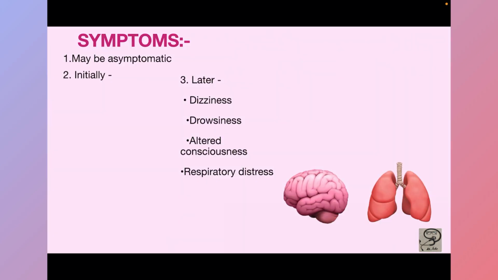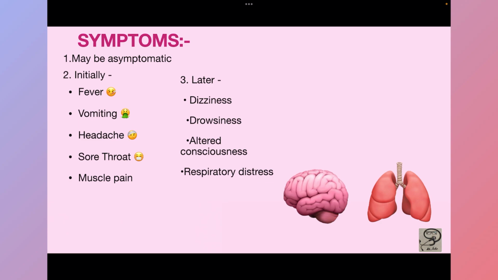Now, symptoms. The patient can be asymptomatic, or initially they can have flu-like symptoms like fever, vomiting, headache, sore throat, muscle pain. Later, there can be neurological complications like dizziness, drowsiness, altered consciousness, and respiratory distress. If the person develops acute encephalitis, the person can go into a coma within 24 to 48 hours.